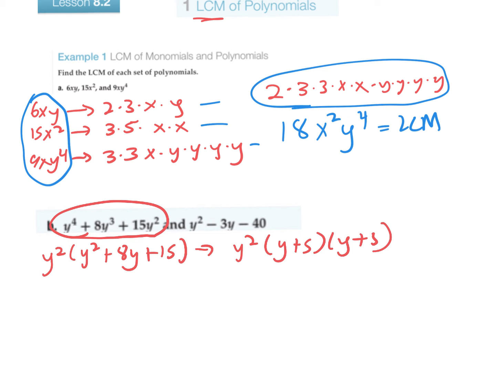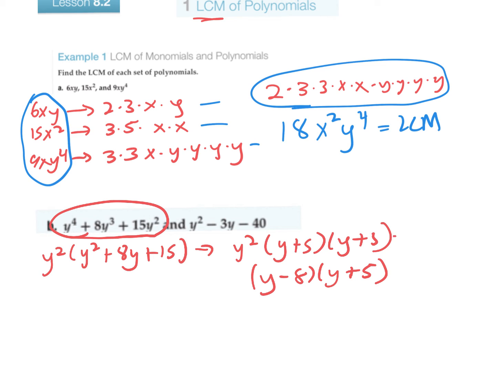Let's factor the second one. Well, the second one is a y minus, let's see here, 8 it looks like, and y plus 5, because 8 times 5 is 40. We subtract to get a minus 3.